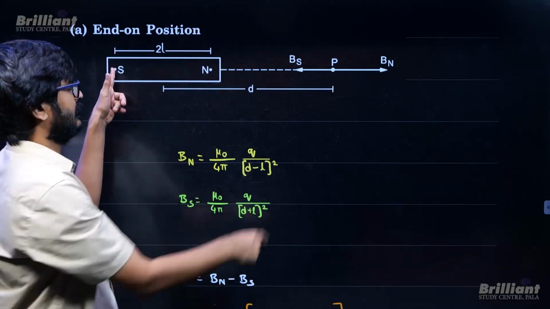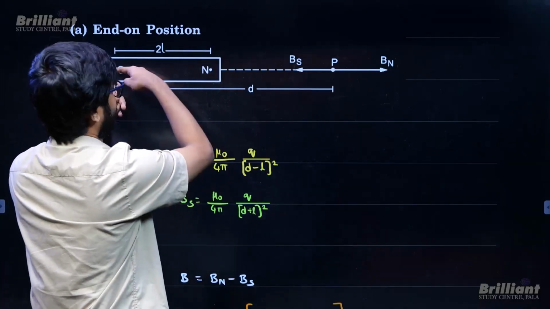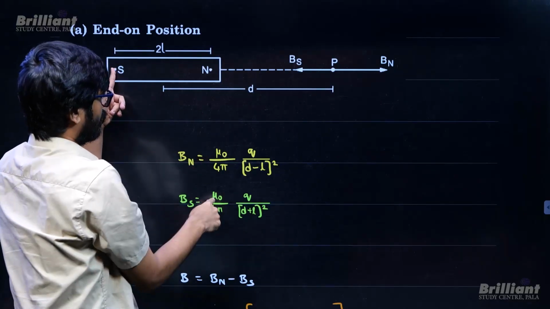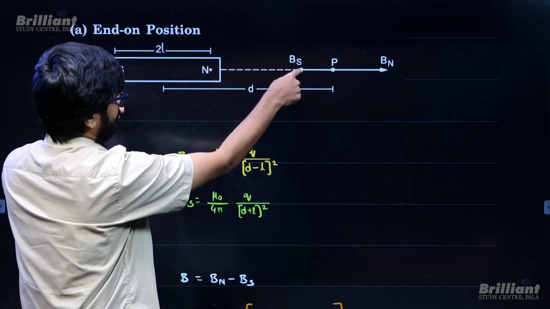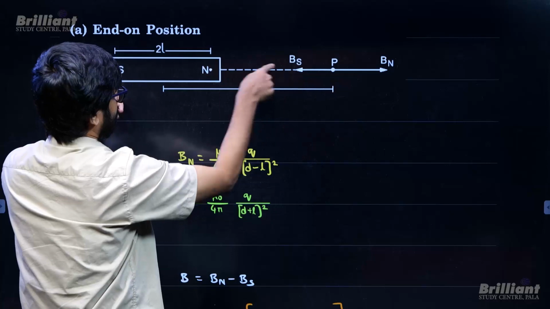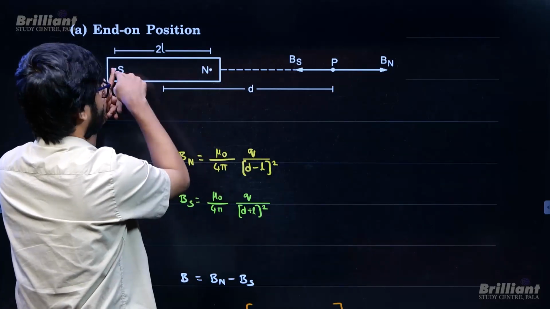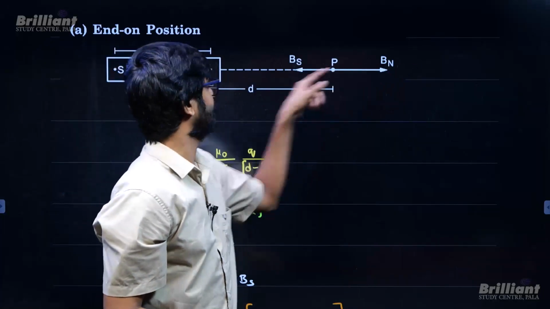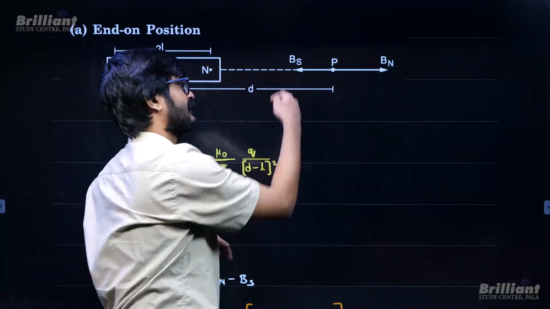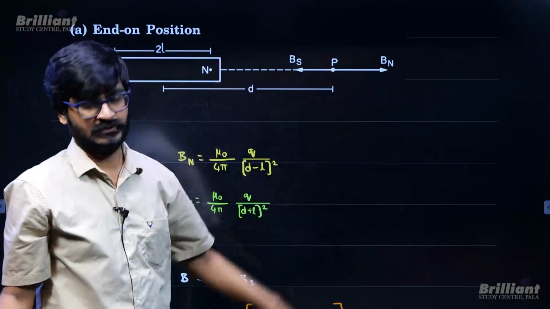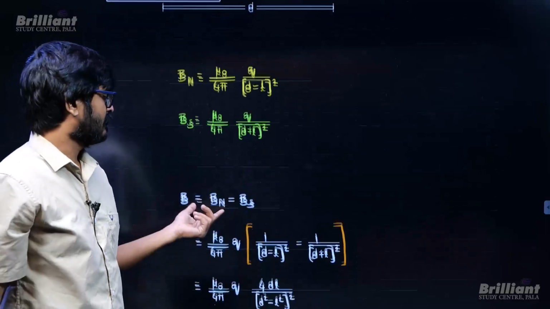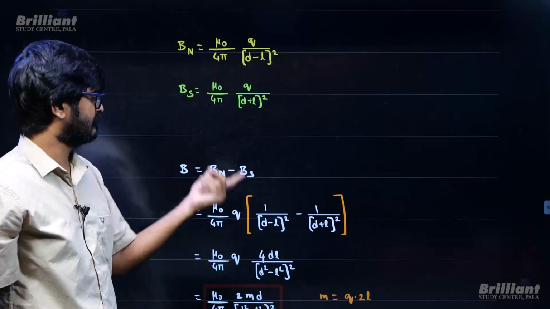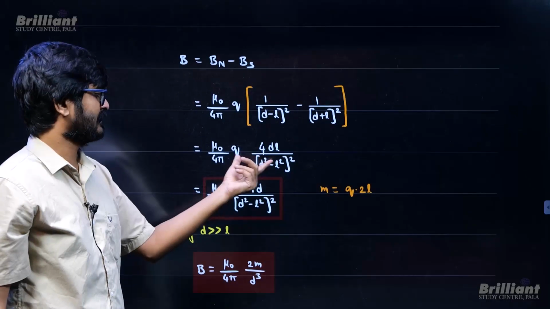Now, due to this one, the field here is going to be in this direction. This is a negative charge, right? So, mu naught by 4 pi into q by this distance. This distance is d plus L, d plus L whole square. So, due to this one, the field is in this direction. Due to this one, the field is in this direction. If you want to find the net field, you need to subtract them. When you subtract them, you will be getting something like this.